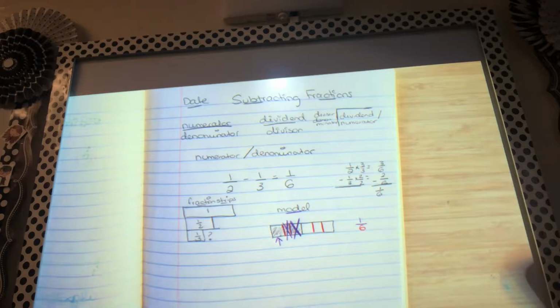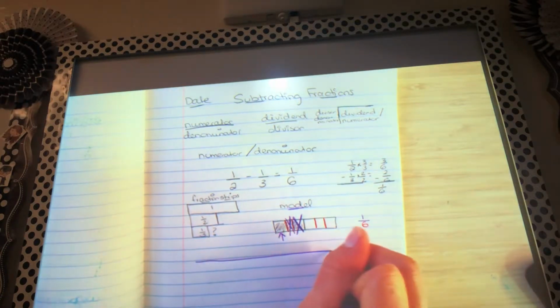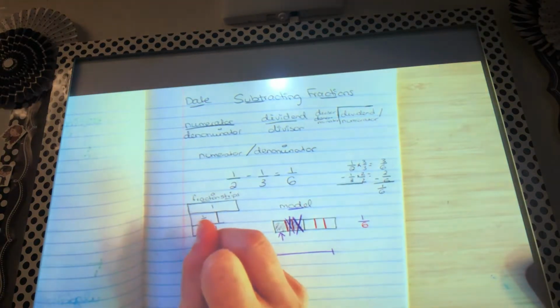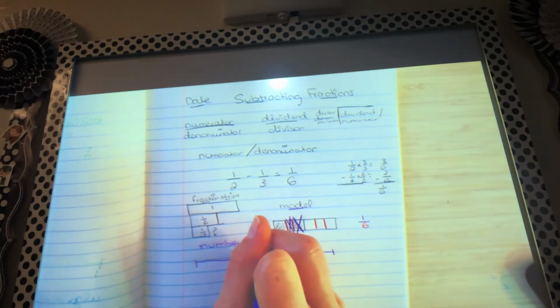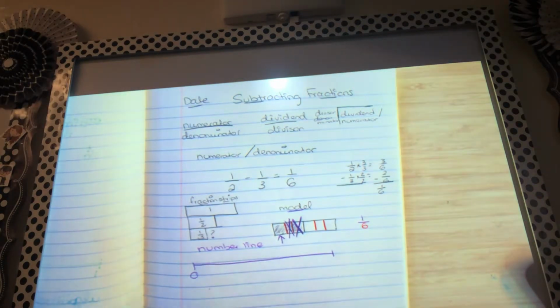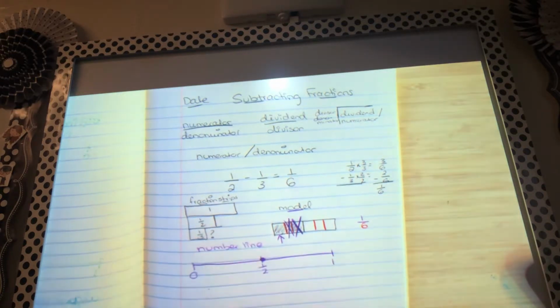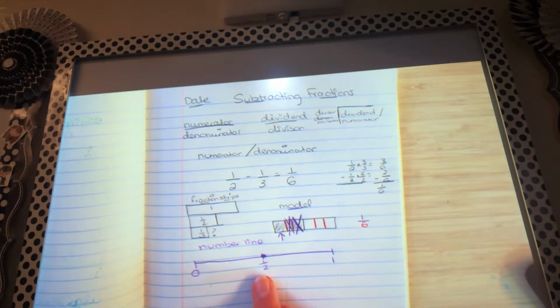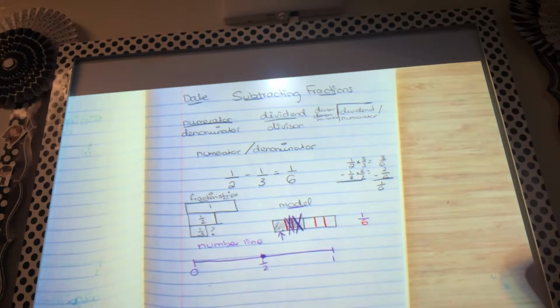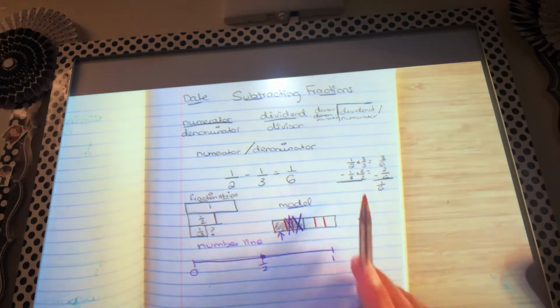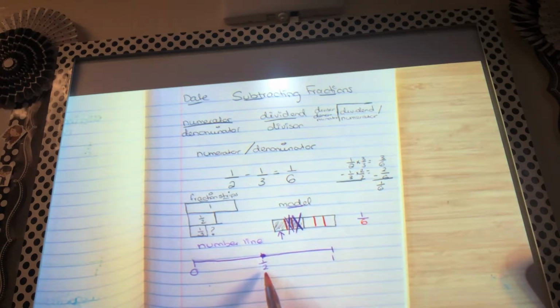And I could also do a number line. I would draw one number line, and I would start with 0, and I'm going to end with 1. And I will plot 1/2 on my number line, because that's where I'm starting. And then I need to think to myself, well, I'm going to find common denominators again, because we only subtract with common denominators. I know 6, because I found it here, is a common denominator of 2 and 3.